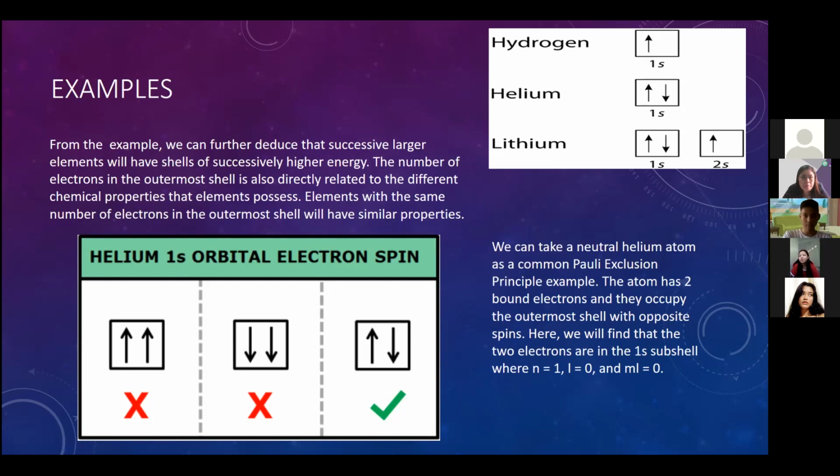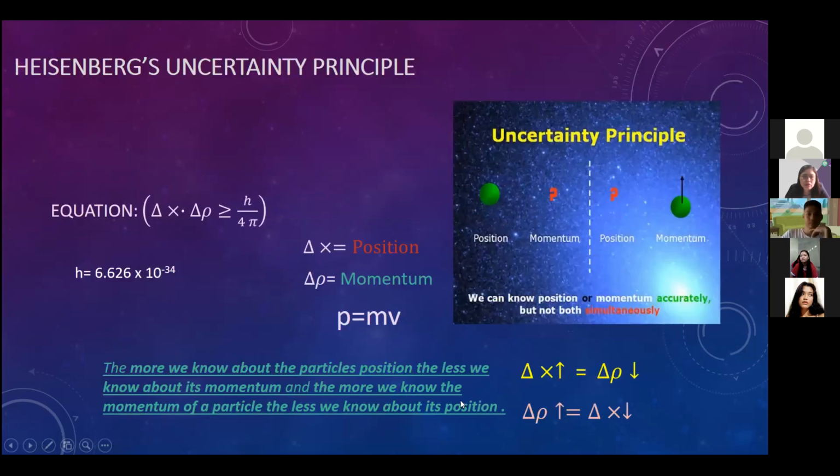Moving on, we can take a neutral helium atom as a common Pauli exclusion principle example. The atom has two bound electrons and they occupy the outermost shell with opposite spins. Here, we will find that the two electrons are in the 1s subshell, where n is equal to 1, L is equal to 0, and Ml is equal to 0.